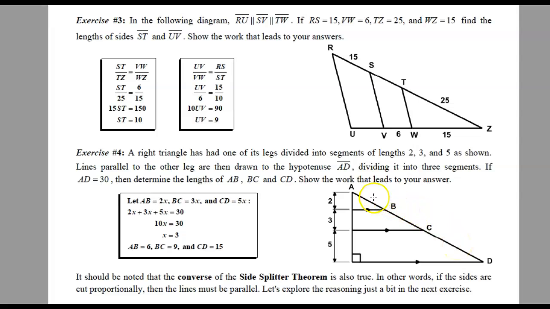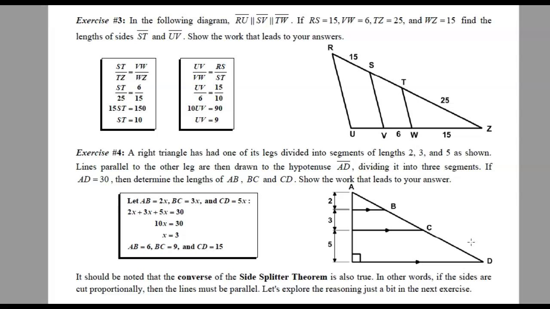So if I labeled AB with a 2x and BC with a 3x and CD with a 5x, I'm saying that there's the same scale factor that applies to all 3 to get from the left side to the right side. So that's where the equation is coming from here in this box. 2x plus 3x plus 5x equals 30, so x comes out to 3. Once we know that, that's giving us the multiplier, the scale factor. If everything's been scaled by 3, 2 becomes 6, 3 becomes 9, 5 becomes 15.